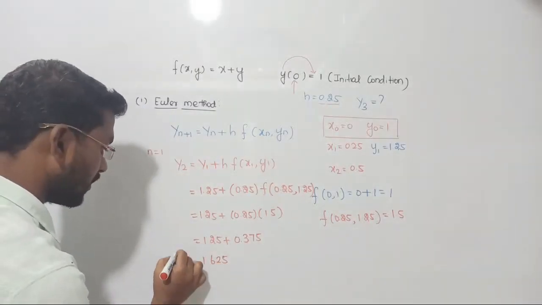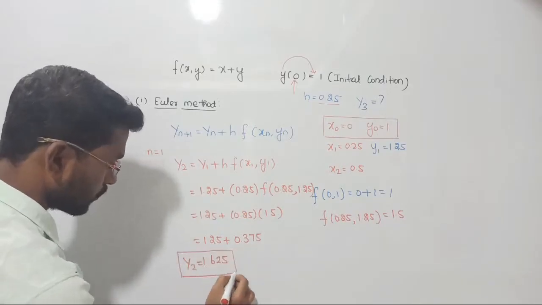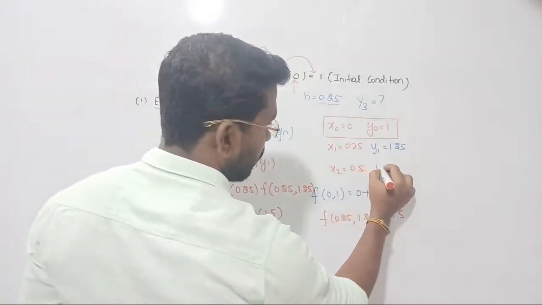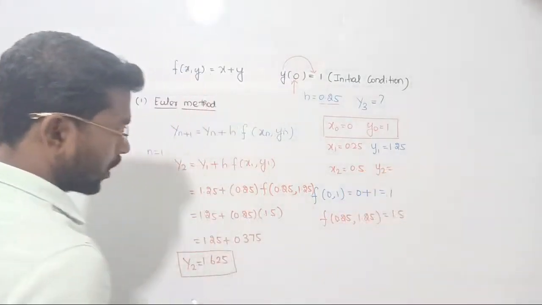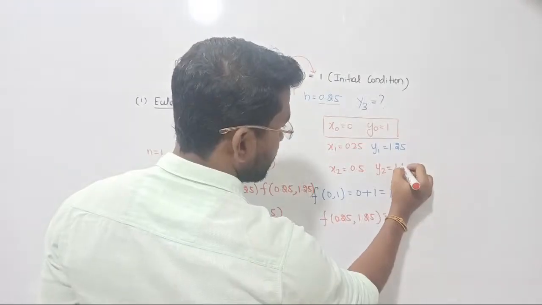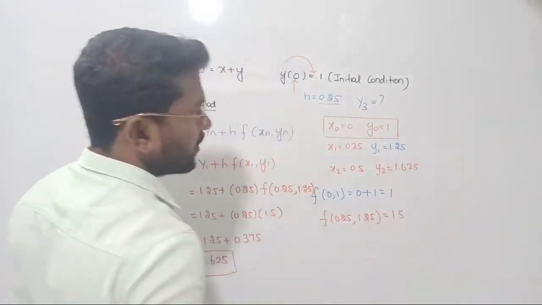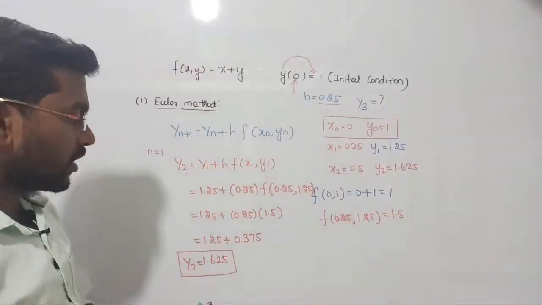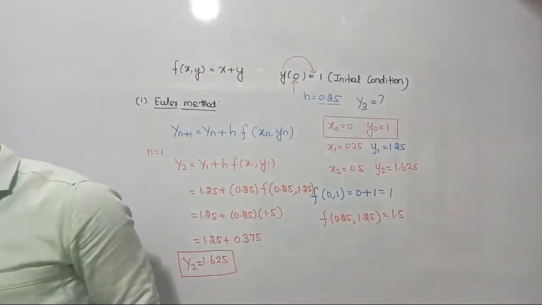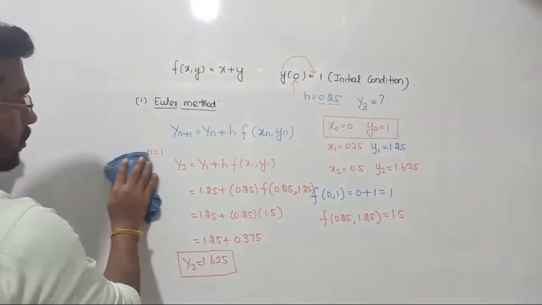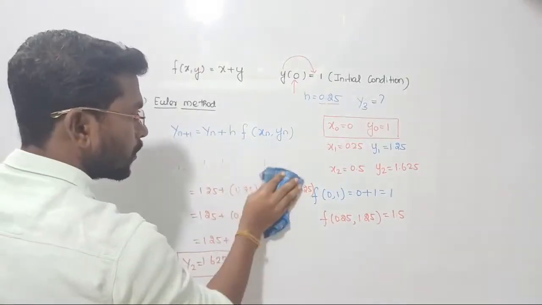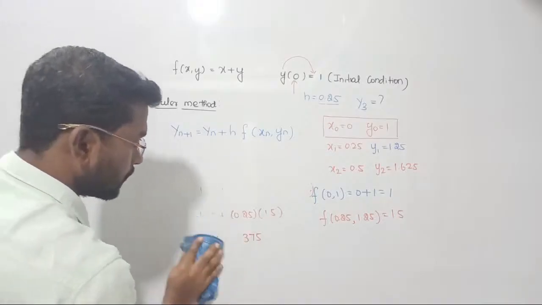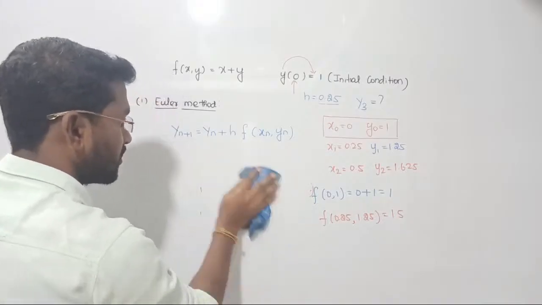Yes, we got the value of y2 also, right? So let's continue our discussion. The value of y2 is going to be 1.625. Anyway, this is not the question. You are supposed to obtain the value of y3, right? Next, we have to achieve the value of y3, so for that I am continuing. I am doing one more iteration here.